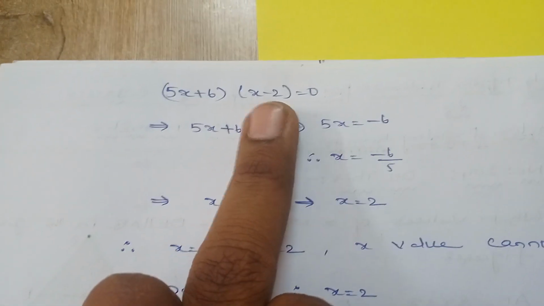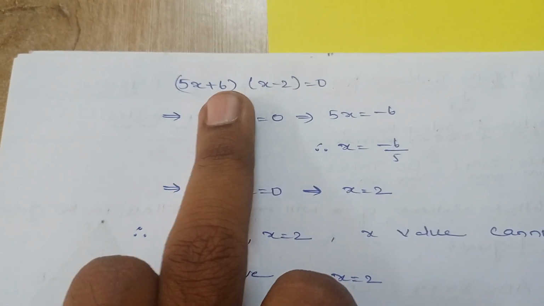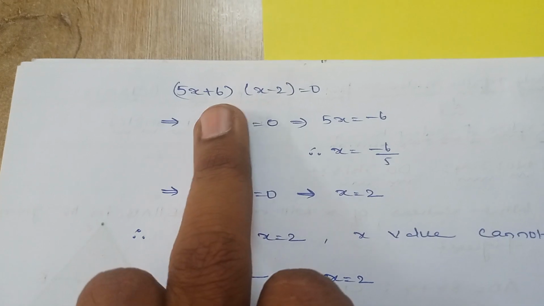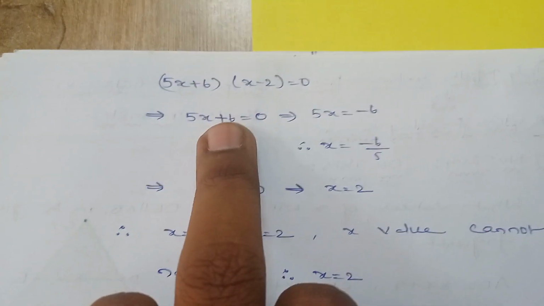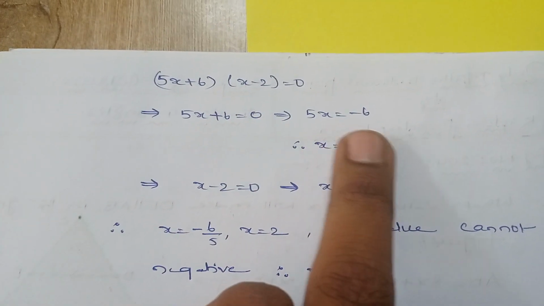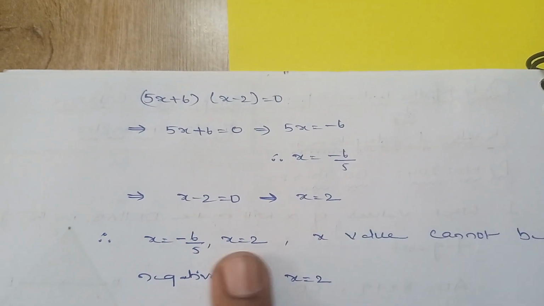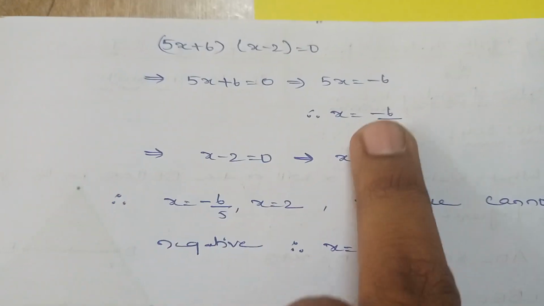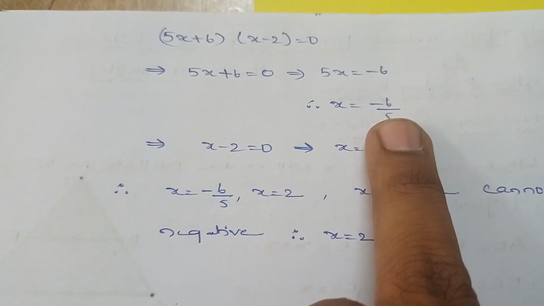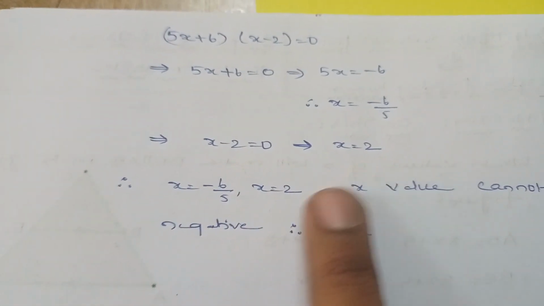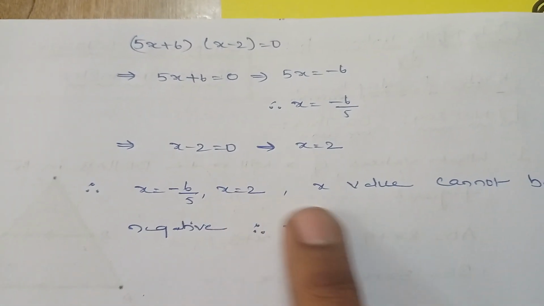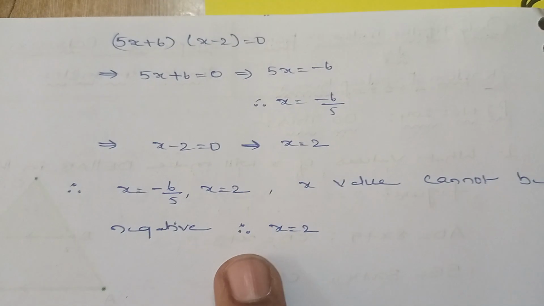So to find the value of x, equate each factor to 0. We get 5x plus 6 equal to 0, which implies x equal to minus 6 by 5, and x minus 2 equal to 0, that is x equal to 2. So in real life the dimensions cannot be negative, right? So we don't consider negative values, we will take only positive values. Therefore x equal to 2, and x cannot be negative, I mentioned here.